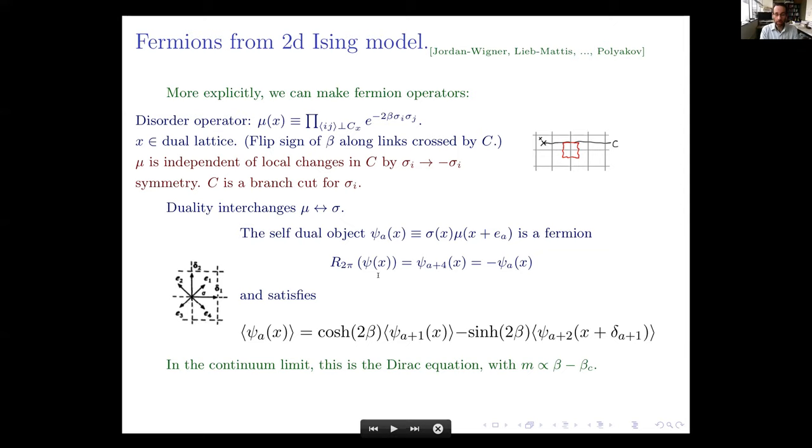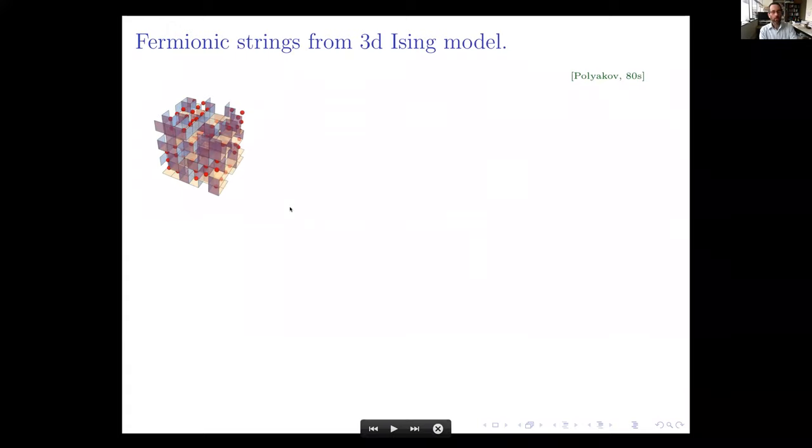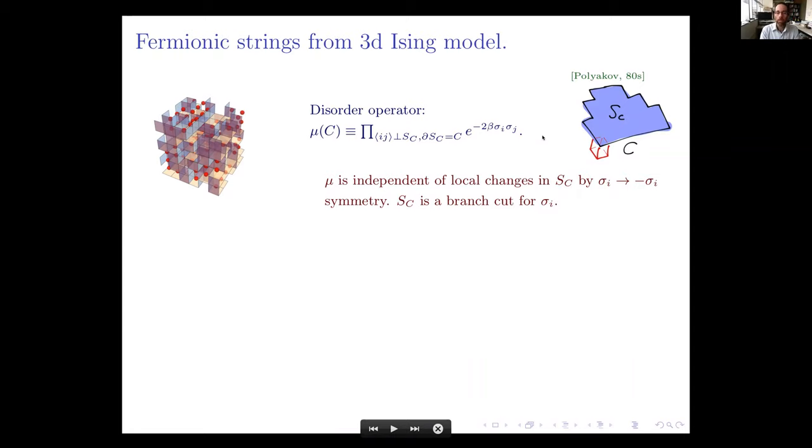Because under a 2π rotation, the spin operator has to go through this branch cut and gets a minus sign. And it satisfies a lattice version of the Dirac equation. It becomes the massless Dirac equation at the critical point. So this is the beautiful story in two dimensions. And so what happens in three dimensions? In three dimensions, the walls are two-dimensional surfaces, the walls separating regions of up spins. The analog of the disorder operator is defined in terms of a curve, and we flip the signs of the interactions on some surface whose boundary is that curve. Again, it's independent of which surface it is because of the symmetry.